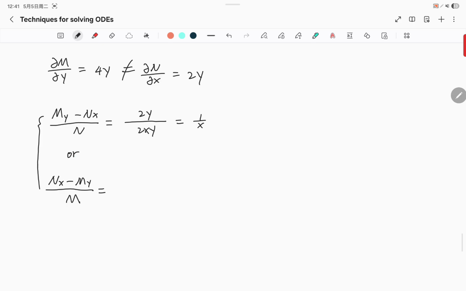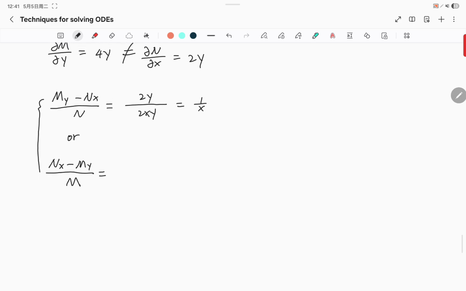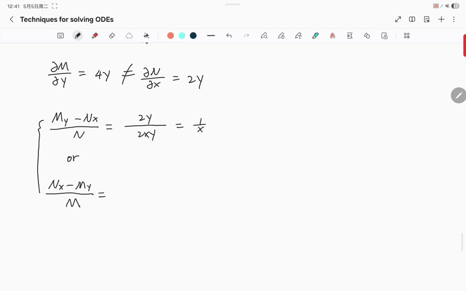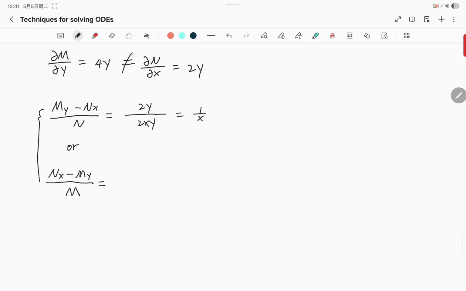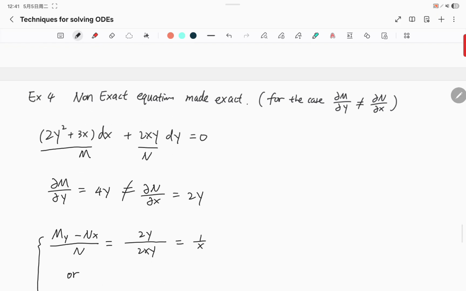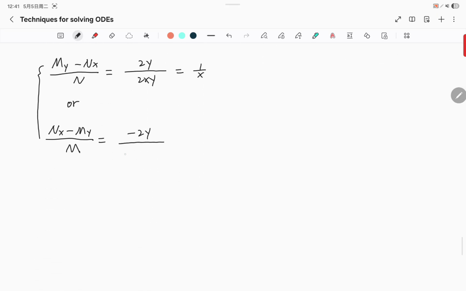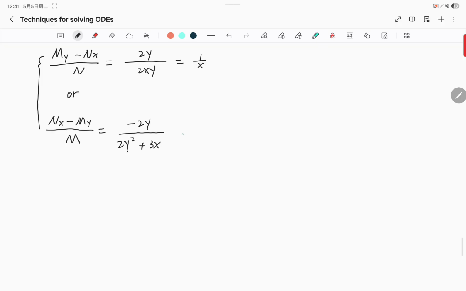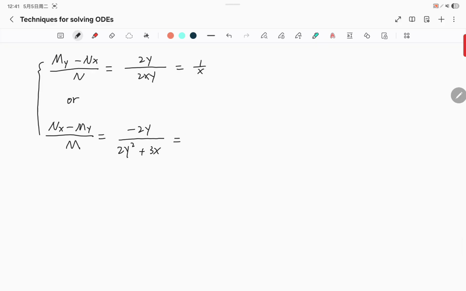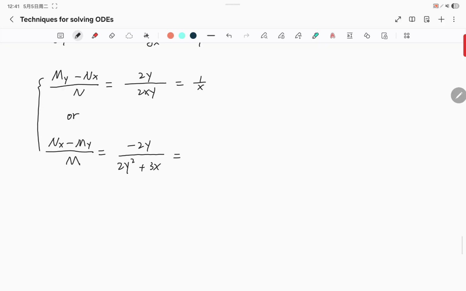Here I said or, not and. So let's do or. Nx, which is this, minus My, that. So negative 2y over M. I have 2y squared plus 3x, which is terrible, because there's no simple way to simplify this. So immediately, this is not going to work. And this is my IF.